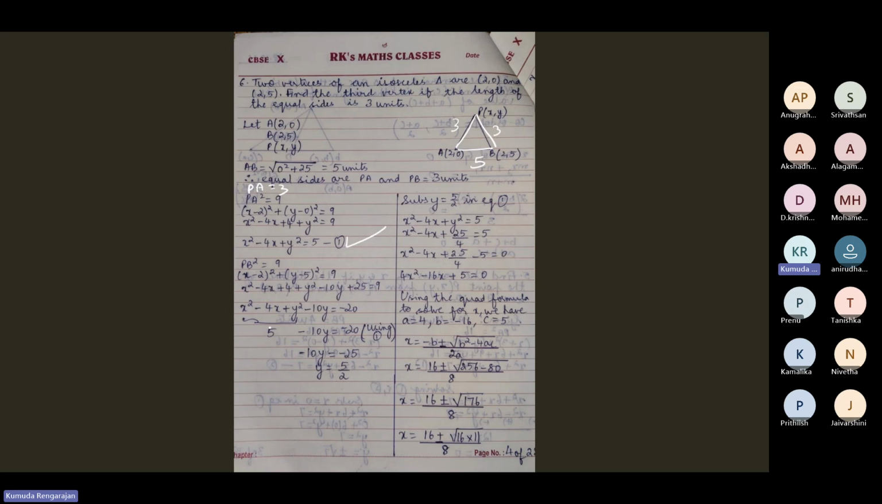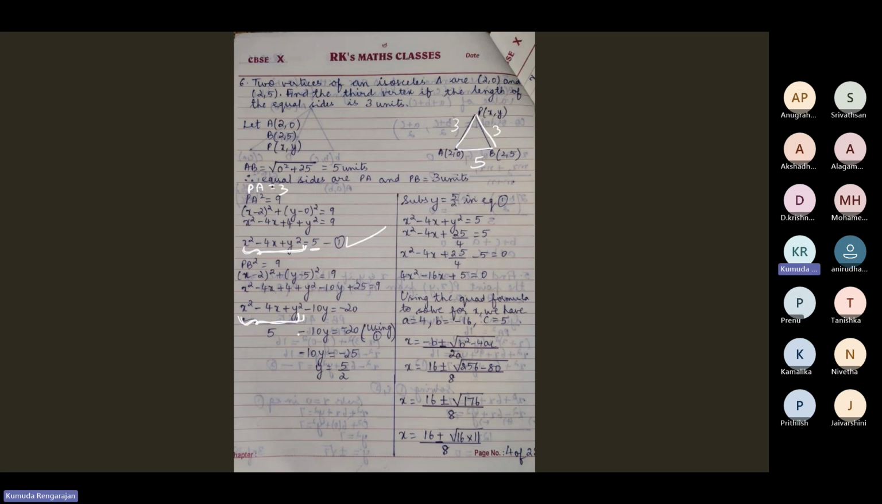Then PB square, I work PB square. When you work that, you get a quadratic equation in x square, y square, x and y. Okay. Now you can do it in different ways. Now what I have done here is, we know that x square minus 4xy plus y square is equal to 5. We have the same expression here.